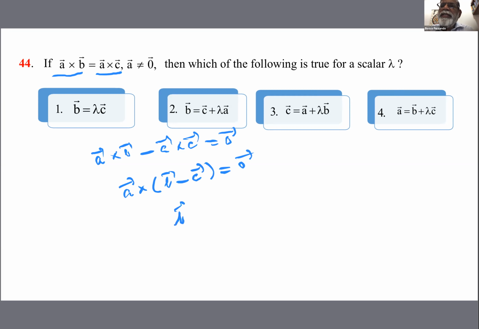So B minus C, this vector, is lambda times A. So bring this to the other side. If you bring that minus C to the other side and look at the options, vector B is equal to C plus lambda A. That is the correct option. So if you bring it to the other side, you get the second option is the correct option.